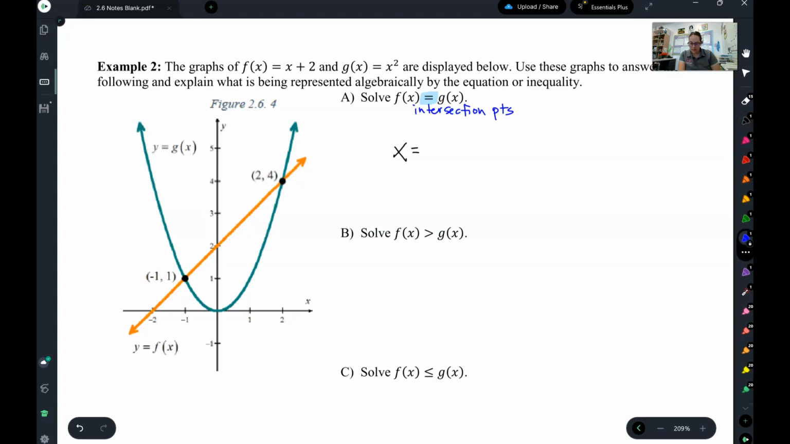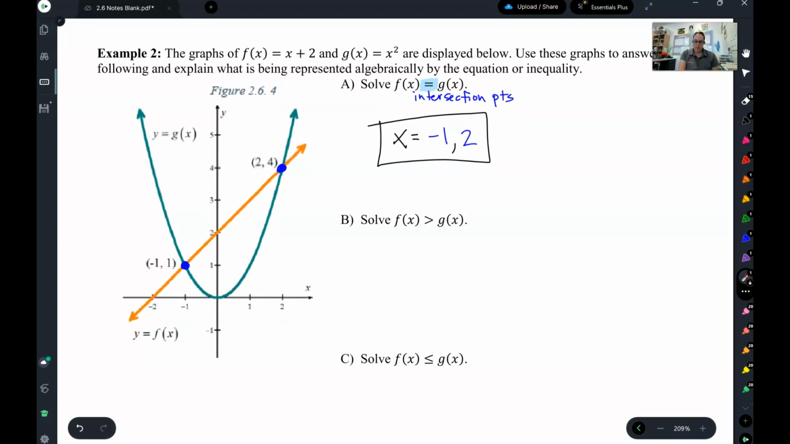So I find my intersection points. I have one there, and I have one there. And the x values of those intersection points are -1 and 2. So these are the x values of the intersection points. That is where the f of x graph equals the g of x graph, or is the same as.